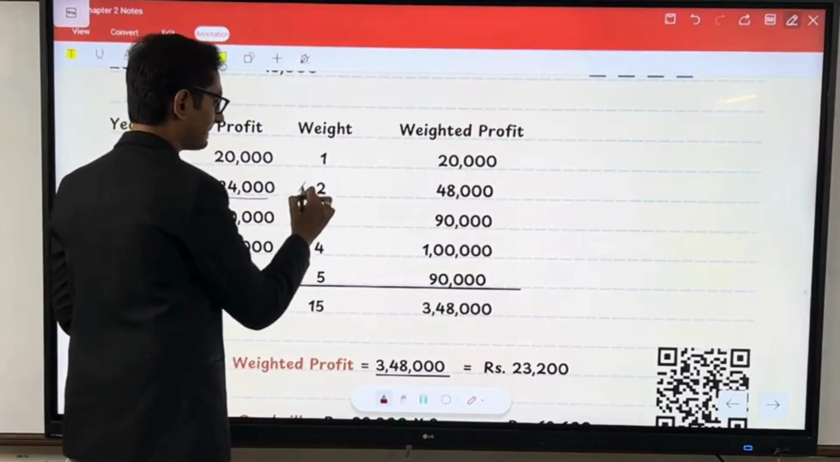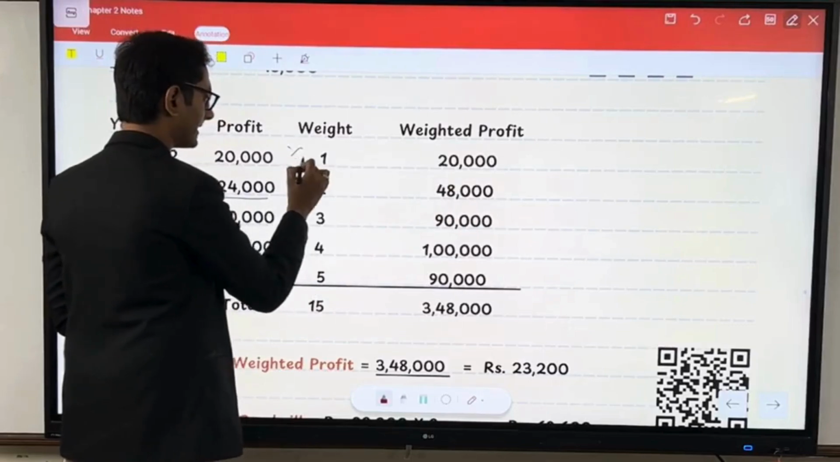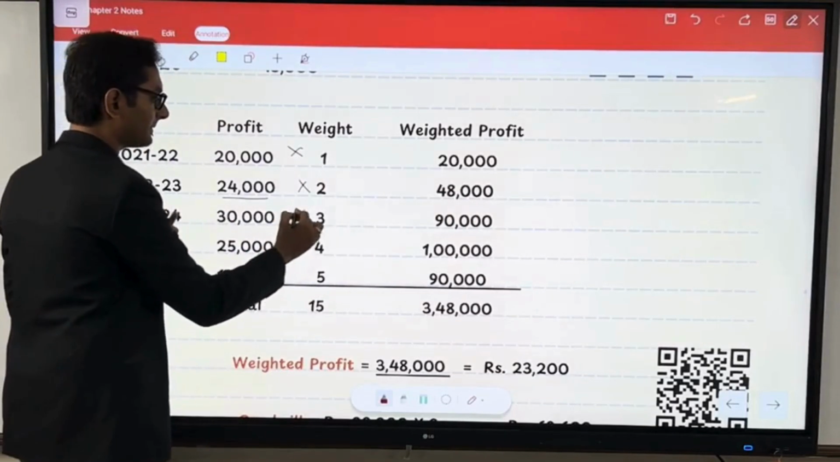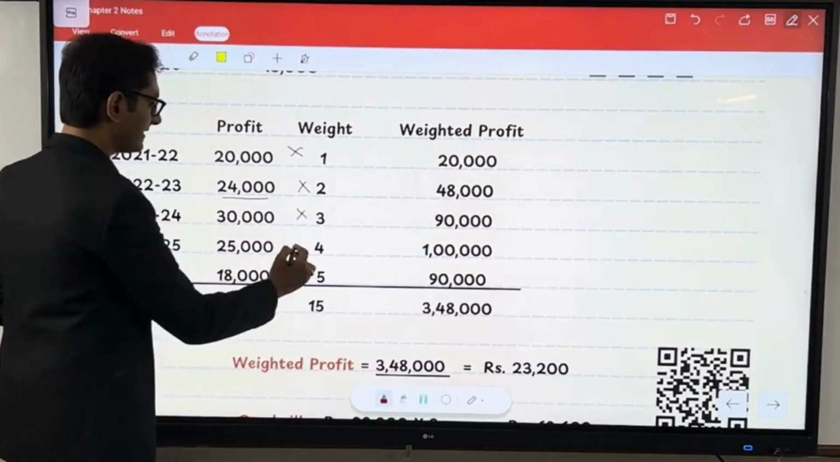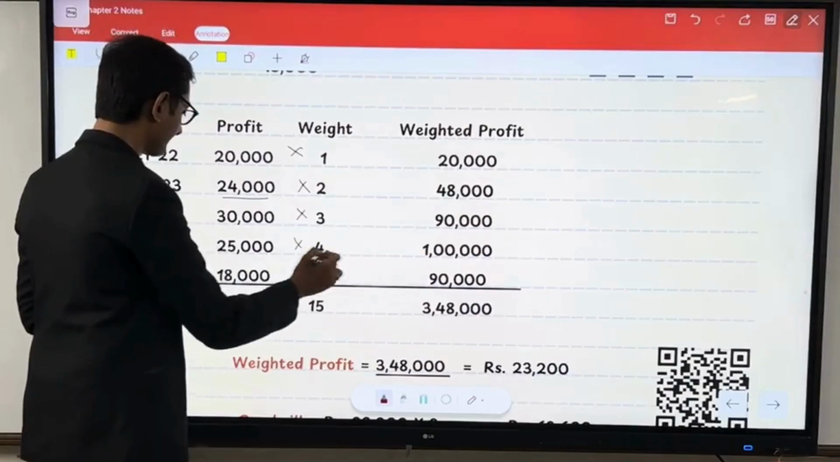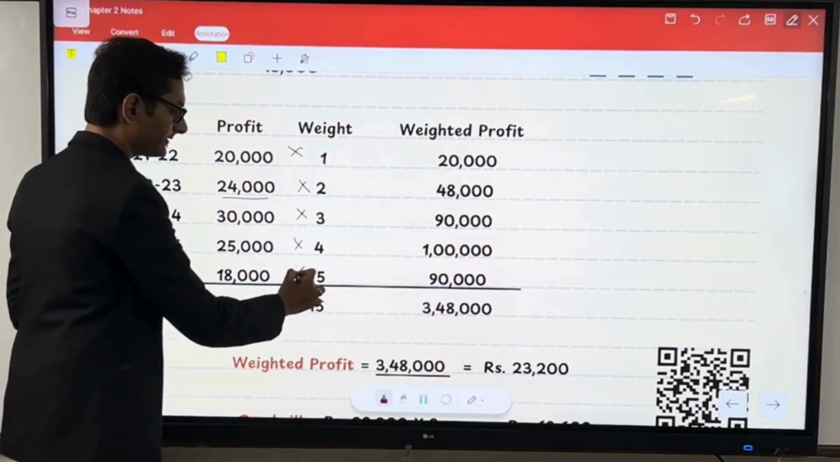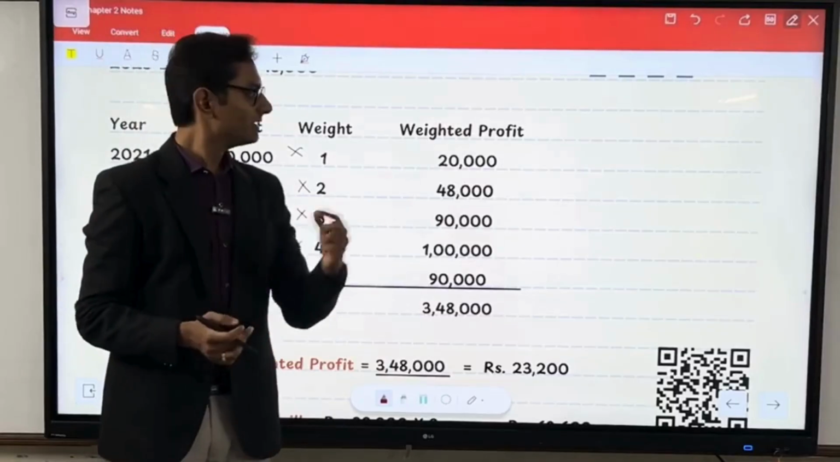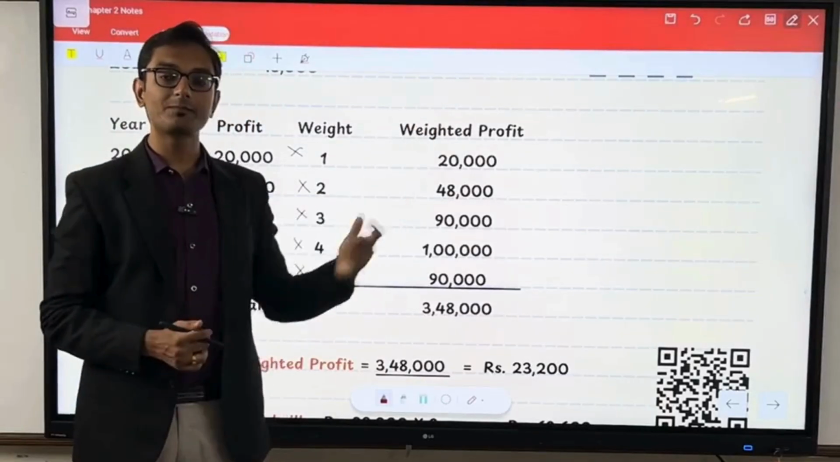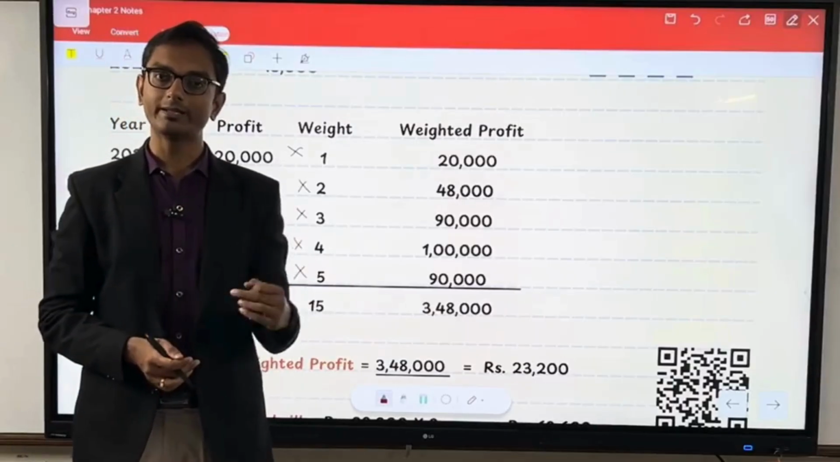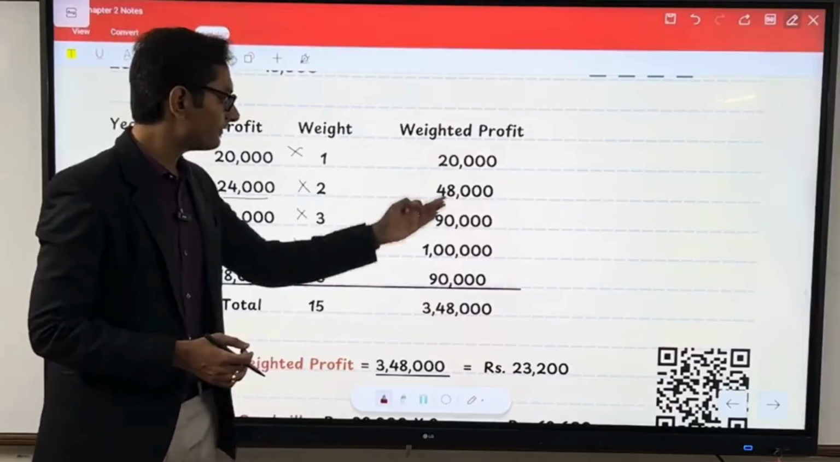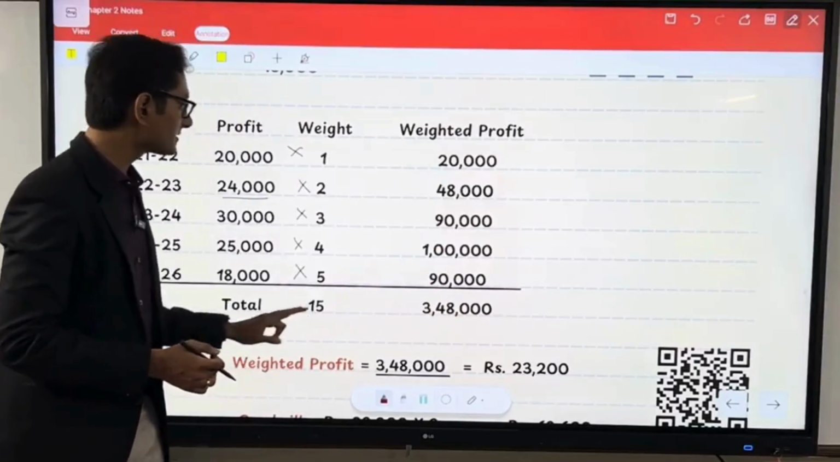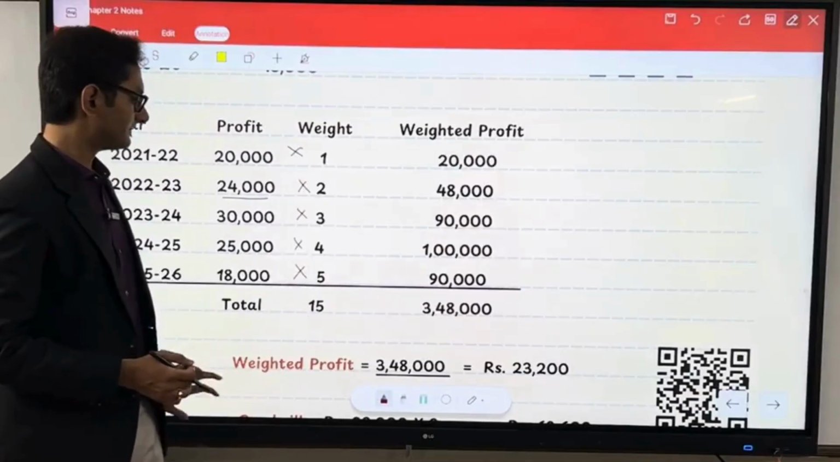24,000 multiplied by 2 you will get 48,000. 30,000 multiplied by 3, 90,000. 25,000 multiplied by 4, 1 lakh. 18,000 multiplied by 5 you will get 90,000. So by this way every year weighted profit will be found out, and then we need to do the total of weighted profit, that is 3,48,000, and total of weight, that is 15.